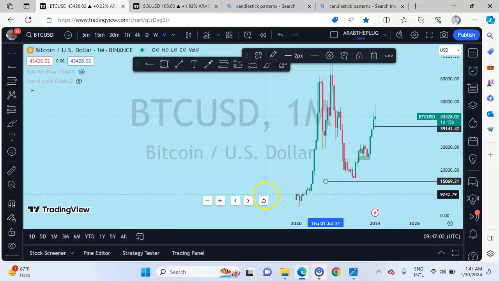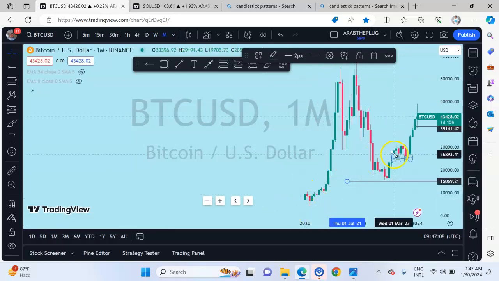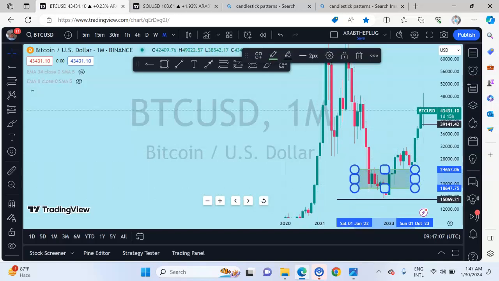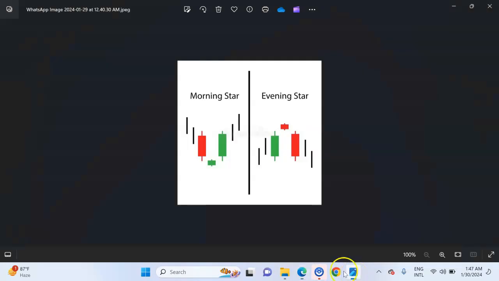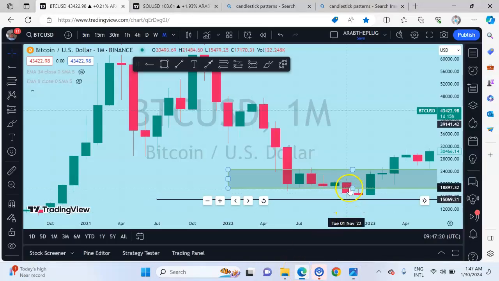You can see it is much clearer here on the monthly time frame. If you look at it on the monthly time frame, you will see it clearly. This is exactly the same thing you have here. A bearish candle followed by an indecision candle, then followed by a strong bullish candle. Just as I said, a bearish candle in November 2022, followed by an indecision candle, telling us the market is not going to continue going down in December, and a strong bullish candle in January. That is what morning and evening star candle is all about.